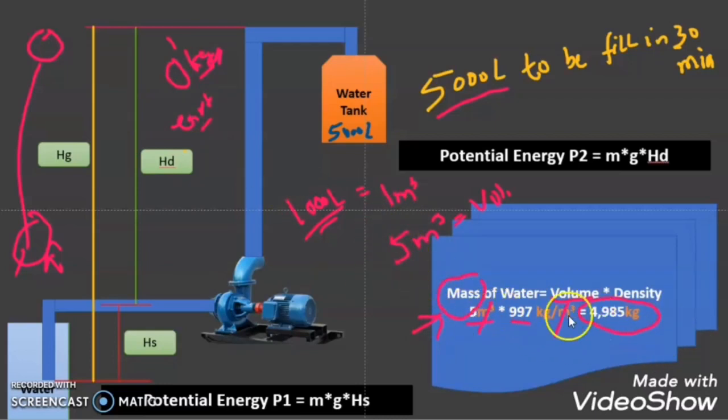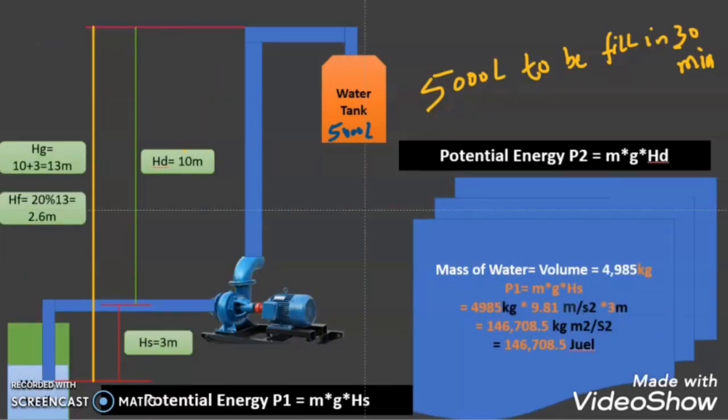So what is the weight of the water which we are transferring in 30 minutes? That is 4,985 kg, which is the mass of the water also, because we are discussing on the same Earth. Hope you understood. Now in the second step, we will calculate the potential energy at the water well and the potential energy at the water tank.